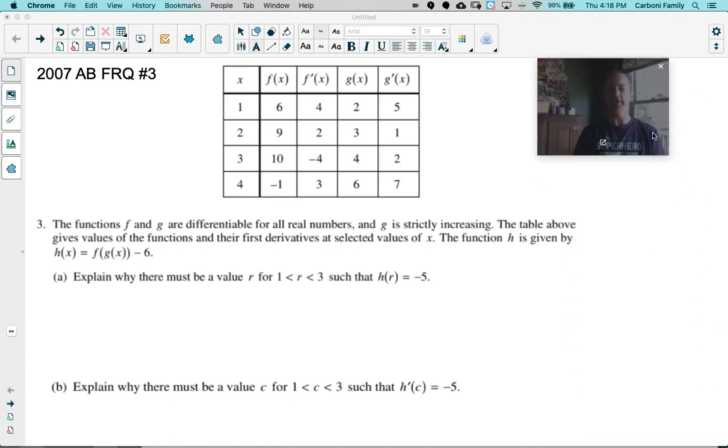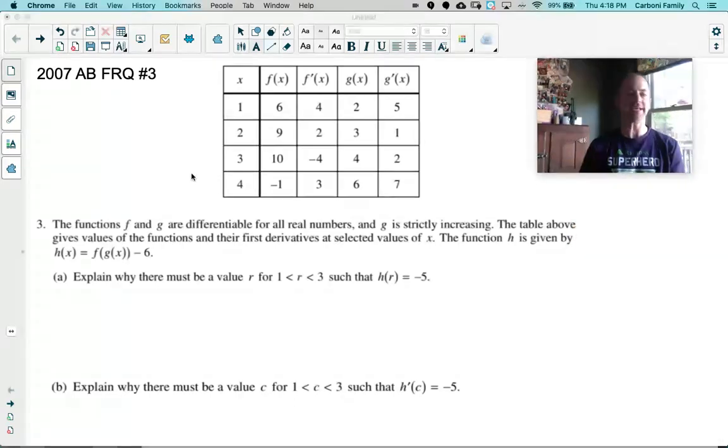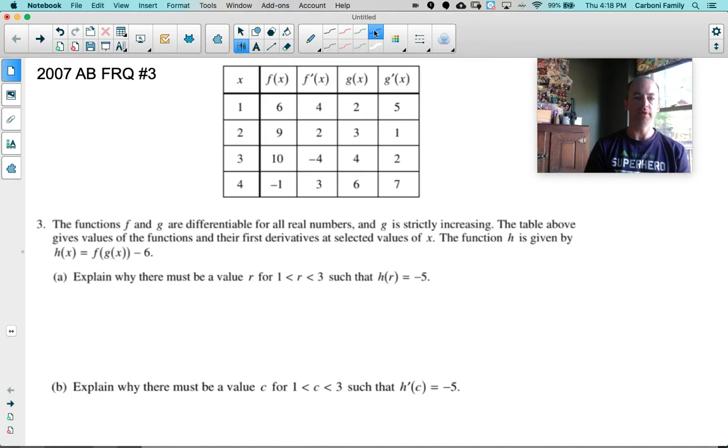Okay, let's take a look at this problem from 2007. Number 3, lots of theorems, table of values given. And this problem is statistically one of the hardest questions ever asked on the AP exam. The average score in 2007 for AB students was less than a 1 out of 9 on this problem. And it was not on the BC exam, so we don't know how the BCs would have done.